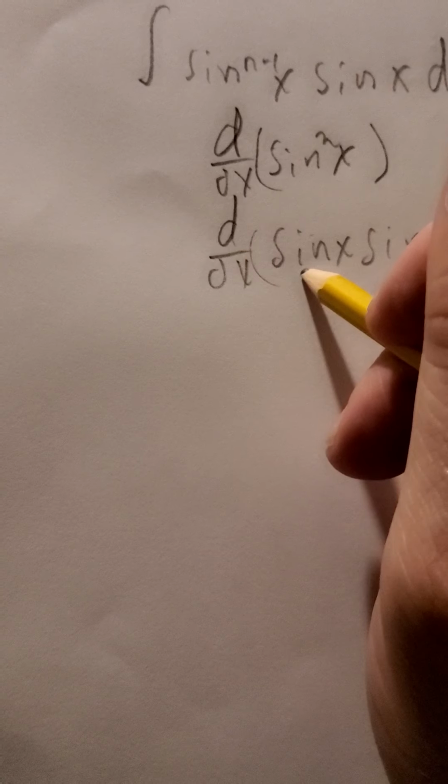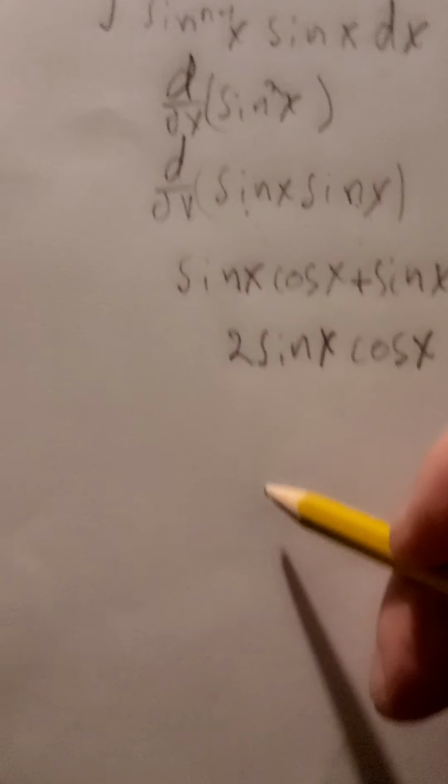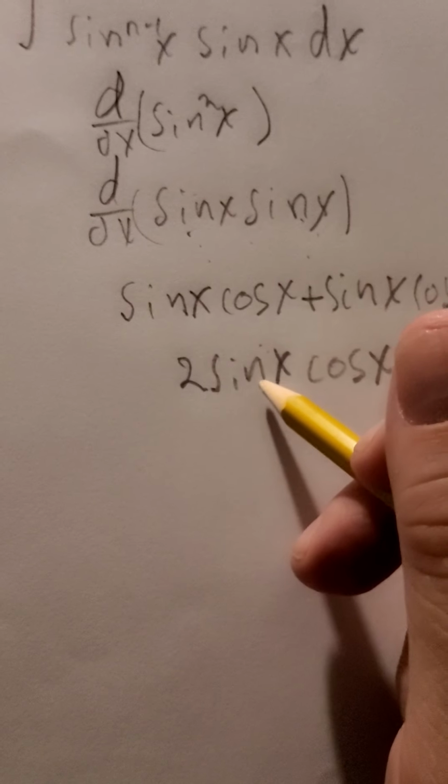So I said the first times the derivative of the second, plus the second times the derivative of the first, is just going to be sine x times the derivative of the second, cosine x, plus the second, which is sine x, times the derivative of the first, which is cosine x. And I said, wow, that's pretty cool, because that's just going to double up. Right? And this power here is going to decrease by 1.